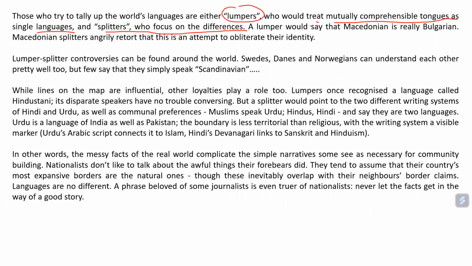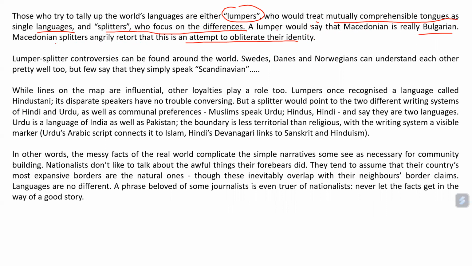So there are two types of people. One is lumper, one is splitter. A lumper would say that Macedonian is really Bulgarian. Macedonian splitters angrily retort that this is an attempt to obliterate their identity, right?